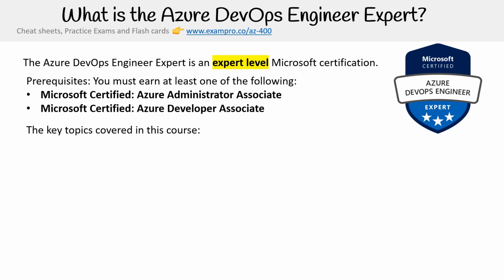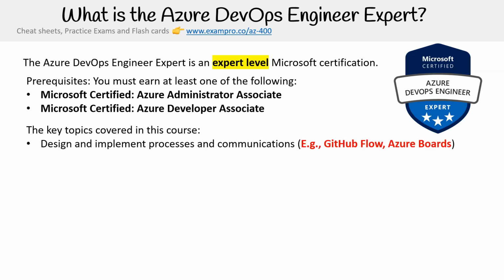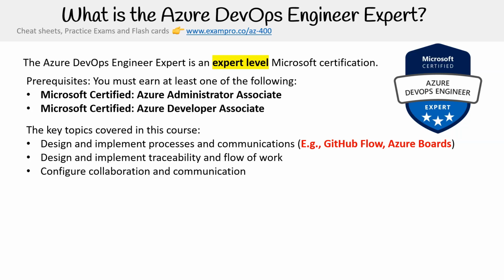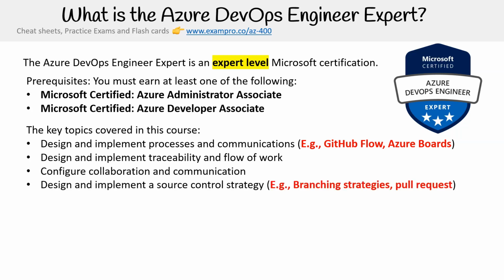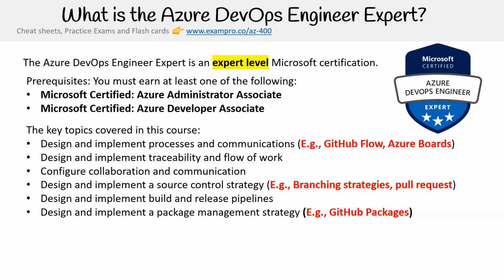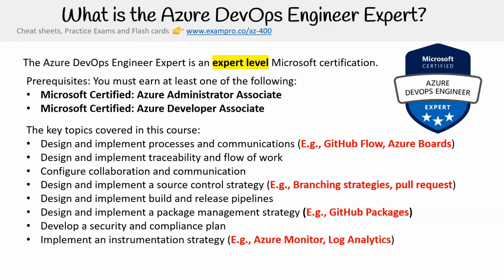The key topics covered in this course: design and implement processes and communications, such as GitHub Flow and Azure Boards. Design and implement traceability and flow of work. Configure collaboration and communication. Design and implement a source control strategy such as branching strategies and pull request workflows. Design and implement build and release pipelines. Design and implement a package management strategy like GitHub Packages. Develop a security and compliance plan. And implement an instrumentation strategy like Azure Monitor and Log Analytics.